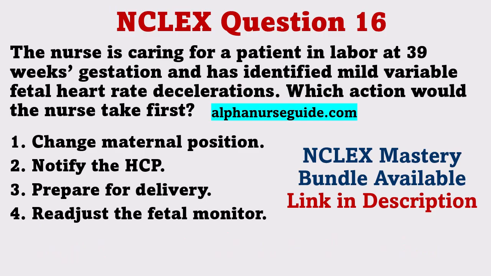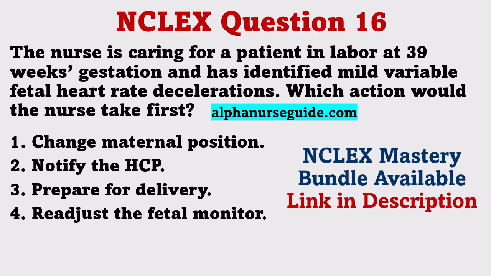The nurse is caring for a patient in labor at 39 weeks gestation and has identified mild variable fetal heart rate decelerations. Which action would the nurse take first? 1. Change the maternal position. 2. Notify the healthcare provider. 3. Prepare for delivery. 4. Readjust the fetal monitor.